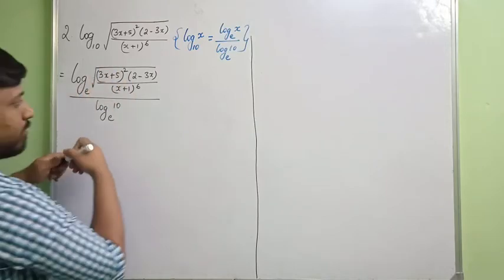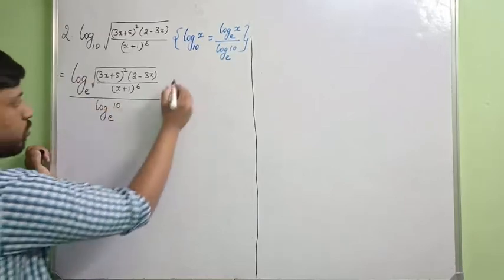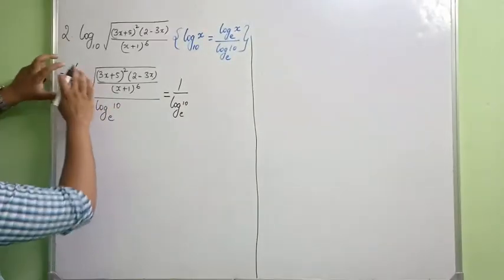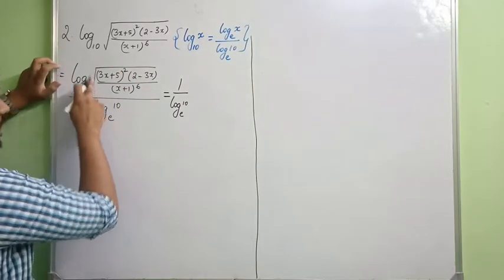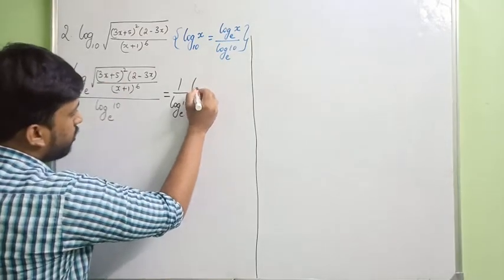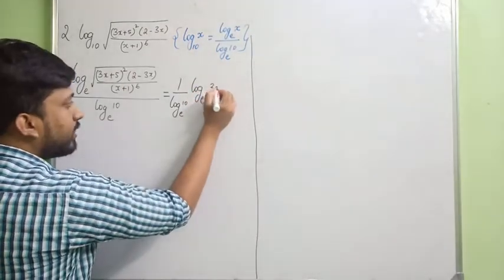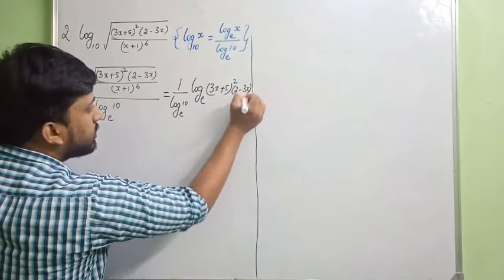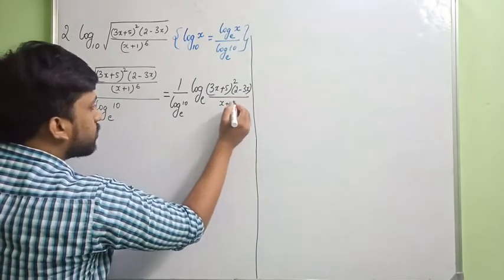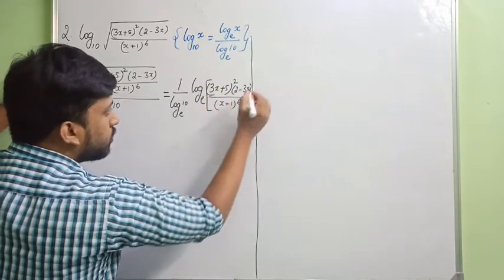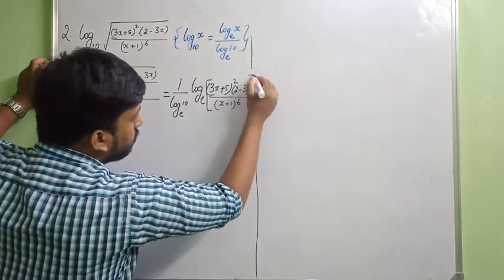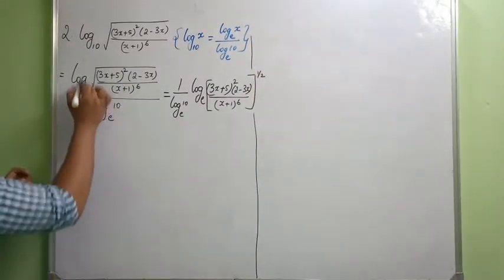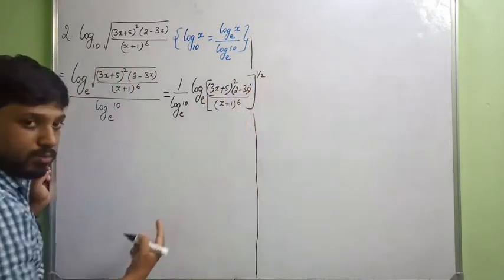I am going to take this 1 by log 10 to the base e to one side, and this one I am going to again convert here, because here I have root, right? So that's going to become log to the base e of 3x plus 5 the whole square into 2 minus 3x whole divided by x plus 1 the whole power of 6, to the power of 1 by 2 I will be getting. Because this square root is getting converted to 1 by 2, as I said in the previous problem.